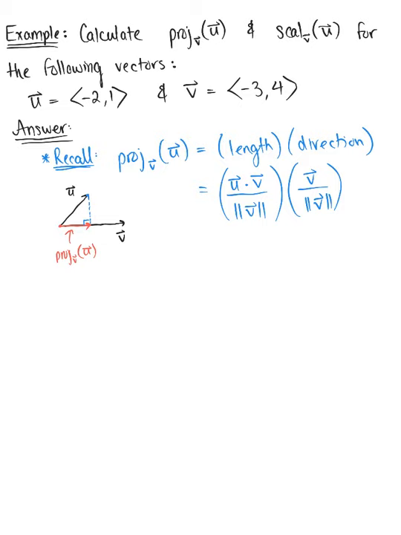And our first component, this length, is what we call the scalar component of vector u, specifically onto vector v. And again, this we recognize as a unit vector in the direction of vector v.